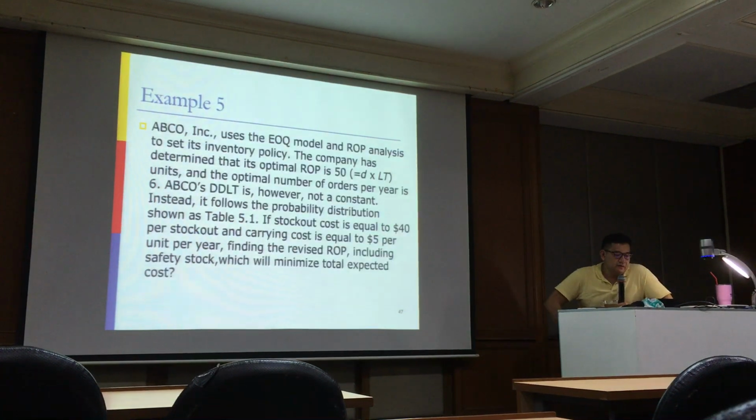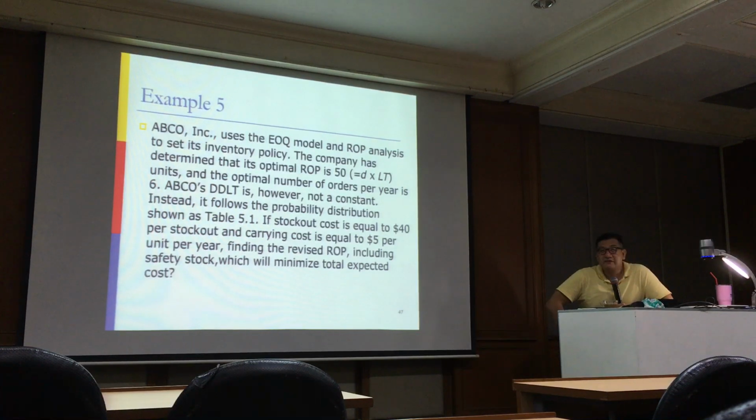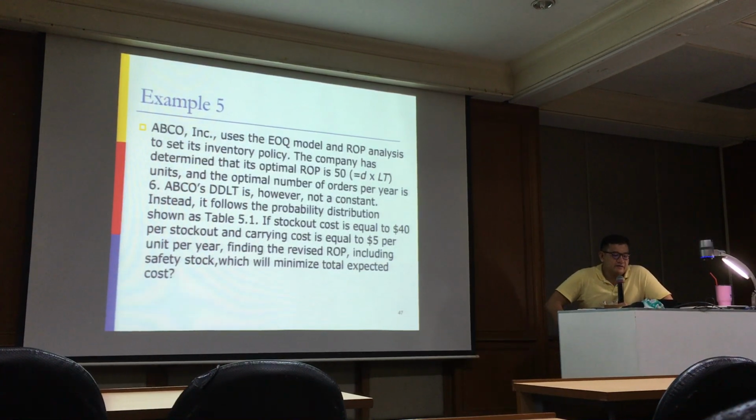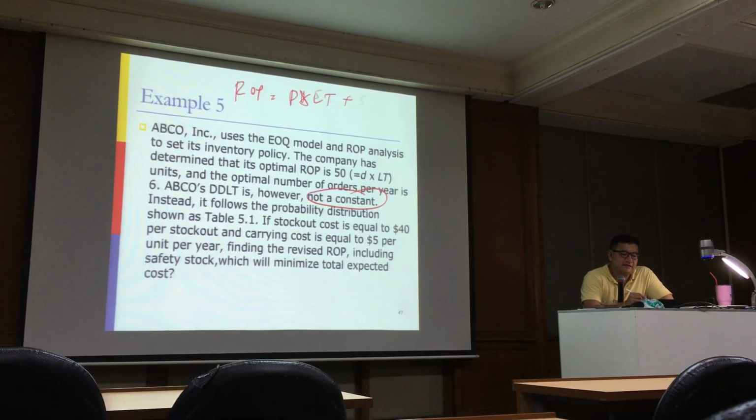Another piece of information is that the stock out cost is $40 per stock out, and the carrying cost is $5 per unit per year. Please find the revised reorder point, including the safety stock, which will minimize the total expected cost. You can see the demand during lead time is not constant, so it probably needs safety stock. The reorder point equals demand multiplied by lead time plus safety stock. Okay, what can we do here?